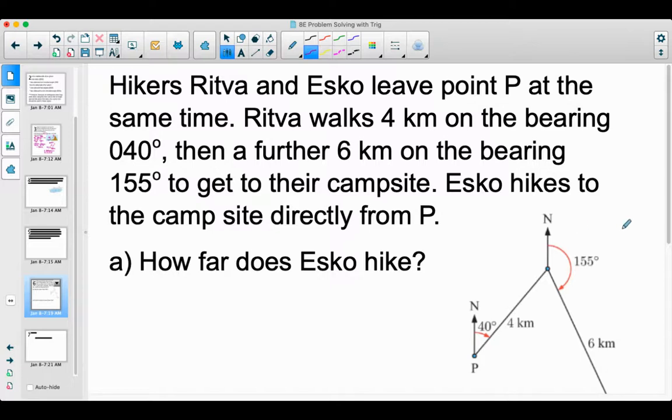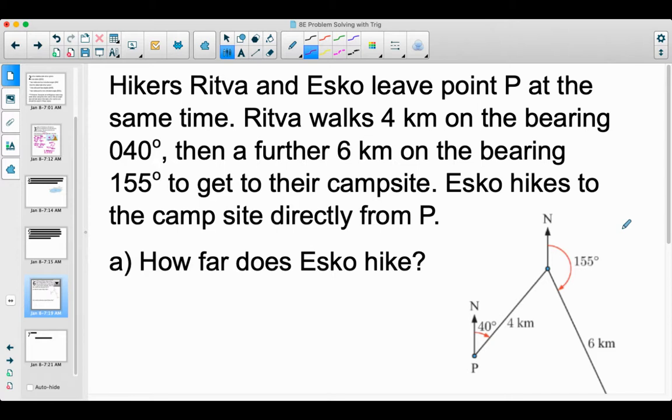Okay, so let's try another problem using trig to answer our question. We have two hikers that leave from the same point, and the first one does a true north bearing of 40 degrees and walks 4 kilometers, and then does a 155-degree bearing to get to the campsite.